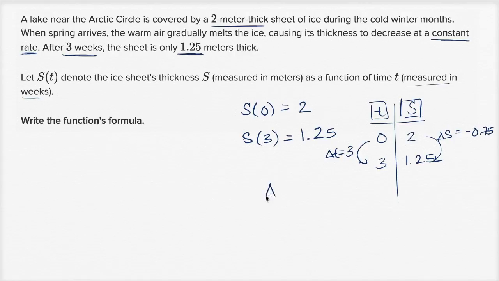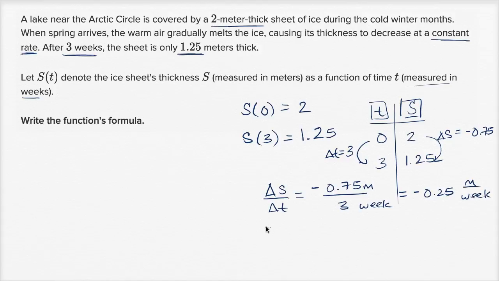Well, it's going to be change in thickness over change in time. How much does our thickness change per time? Well, we saw right over here, our thickness went down 0.75 meters in 3 weeks. Or we could say that this is equal to, let's see, 75 divided by 3 is 25, so 0.75 divided by 3 is 0.25. And we have the negative out there, negative 0.25 meters per week.